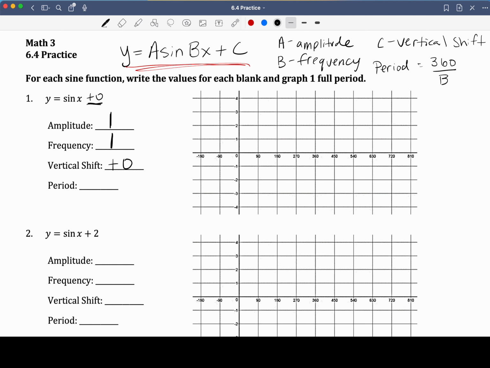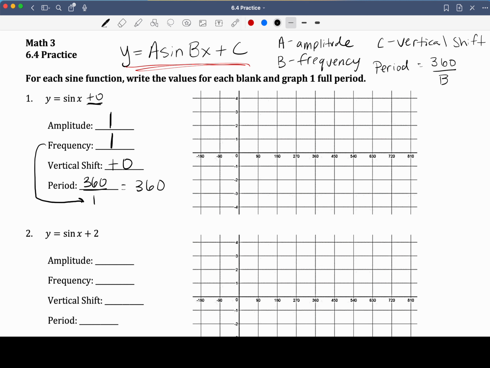And then our period, I'm going to write out what we would write every time. It's 360 divided by 1. Remember that 1 comes from our frequency. So our period is 360. Remember, what the period means is that it's going to take 360 degrees in this case for the sine function to start cycling again, to start repeating. So now we're going to go through and start graphing this.